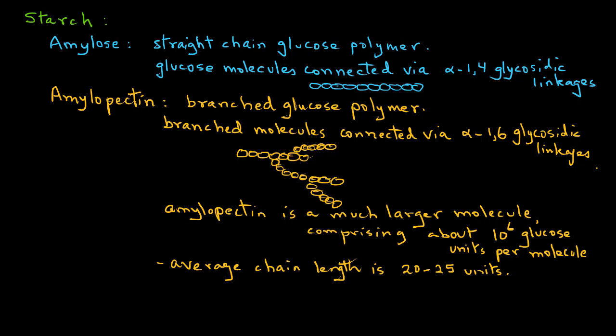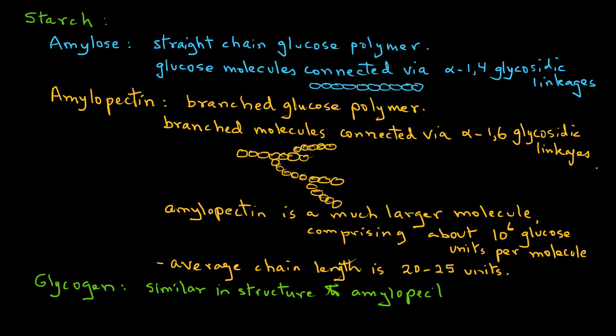Now, starch is a plant storage polysaccharide in contrast to glycogen. So glycogen is found in animal cells, and it is a polysaccharide storage molecule. Its structure is similar to amylopectin, but it has a lot more branch points.